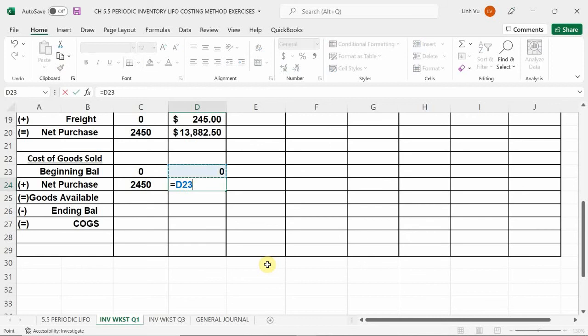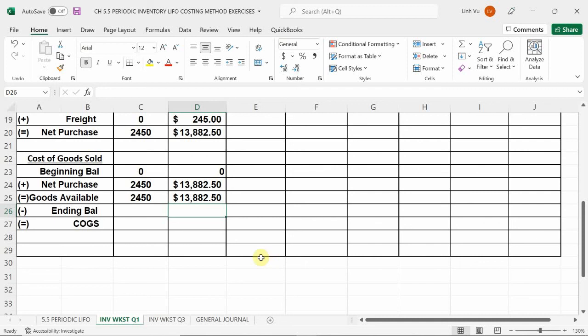Now again, because we didn't have any beginning inventory, that means we're going to carry our values down from our net purchases, right, copy them down, and the formula here is you're supposed to add your beginning balances? I don't have any, so that means your net purchases is going to become your goods available, right? Because you're adding nothing to your net purchases, so your goods available is going to be the 2,450 units at $13,882.50.